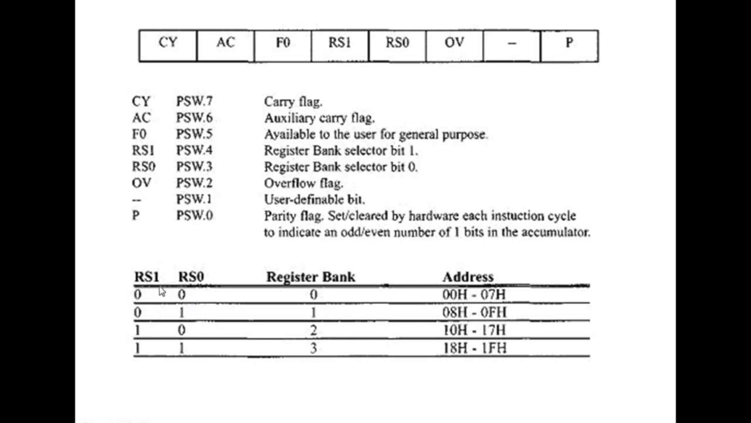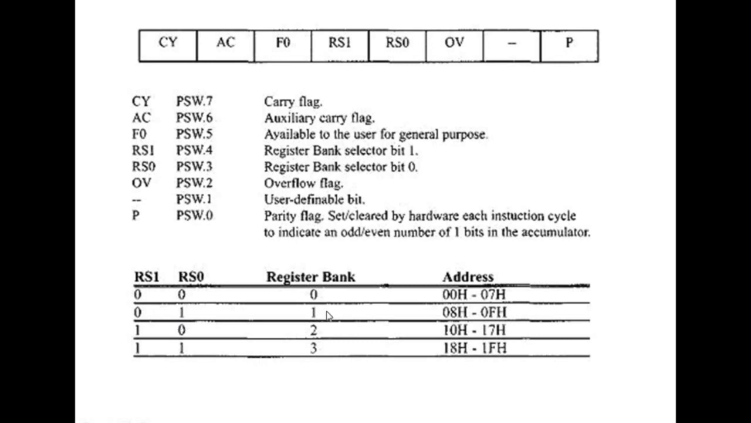based on the values of RS1 and RS0, which register bank is accessed and what is the data length, that means what is the bit length we are going to access here. Suppose if both RS1 and RS0 are 0, we are going to access register bank 0, which is from 00 to 07, that is 8-bit.